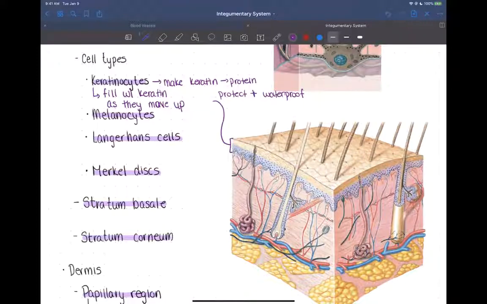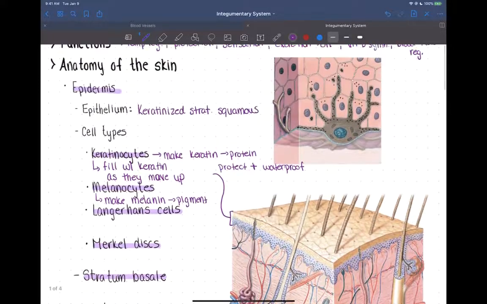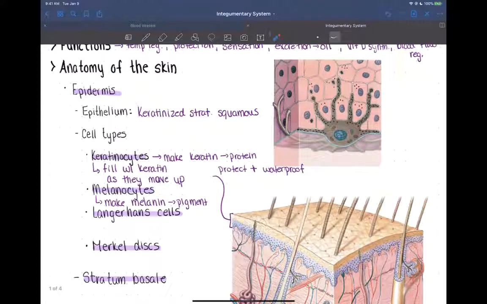Also in the epidermis, we have melanocytes. All right, we're going to talk about these a little more towards the end of this chapter, but melanocytes make melanin. All right, melanin is a pigment in skin. Okay, and so we can see, if we look right here, this would be a melanocyte right here, right?